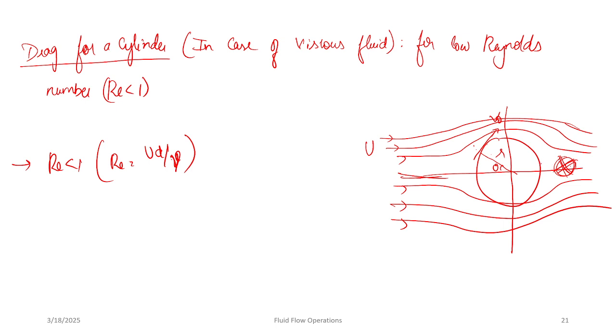symmetrically together, as seen in the front part. Okay, so they'll be coming together symmetrically. There won't be any eddies forming at the back of this cylinder. But let's say if we increase the Reynolds number a bit higher, so instead of 1, let's say between 2 to 30, let's see how it changes.